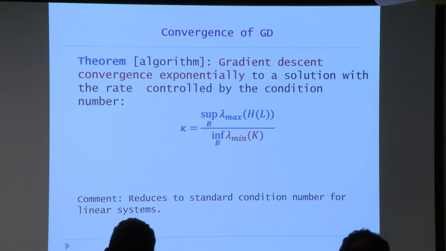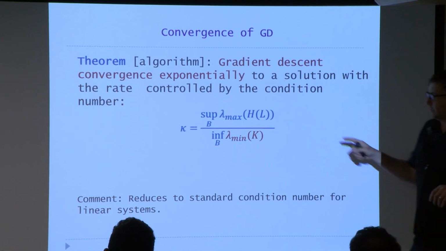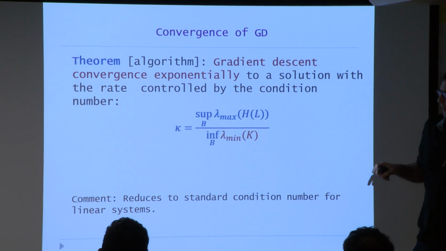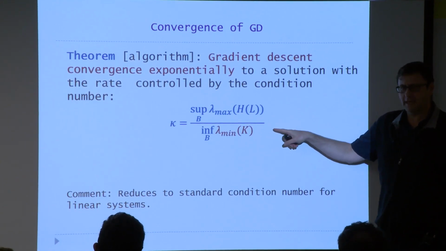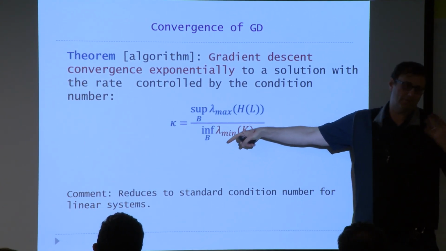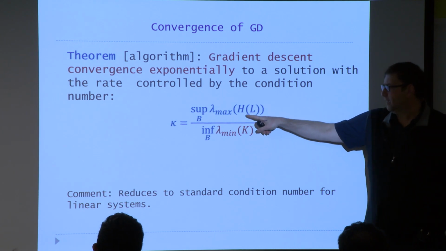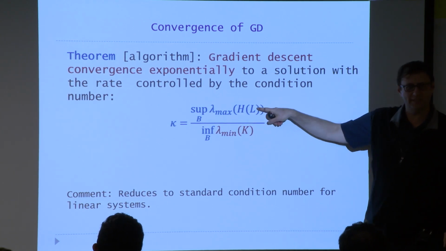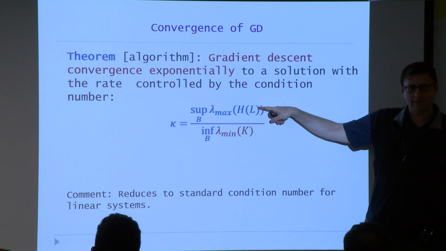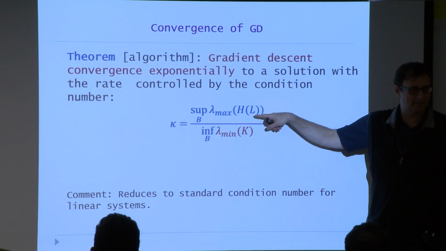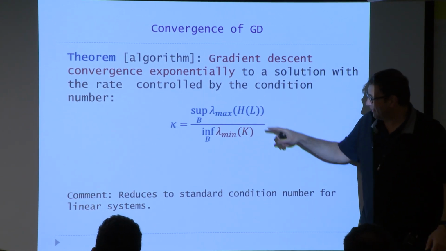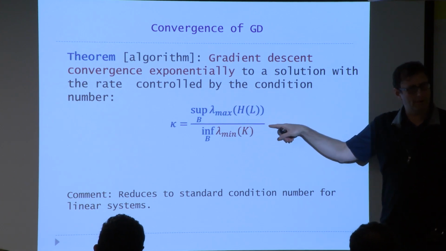Gradient descent converges exponentially with a fixed step size, and the rate of convergence is controlled by this condition number. This condition number is essentially like the condition number for the usual matrices, except this is a Hessian, so it's not quite the same thing. But if you put in the square roots, it's very similar. In any case, lambda max is not a problem.